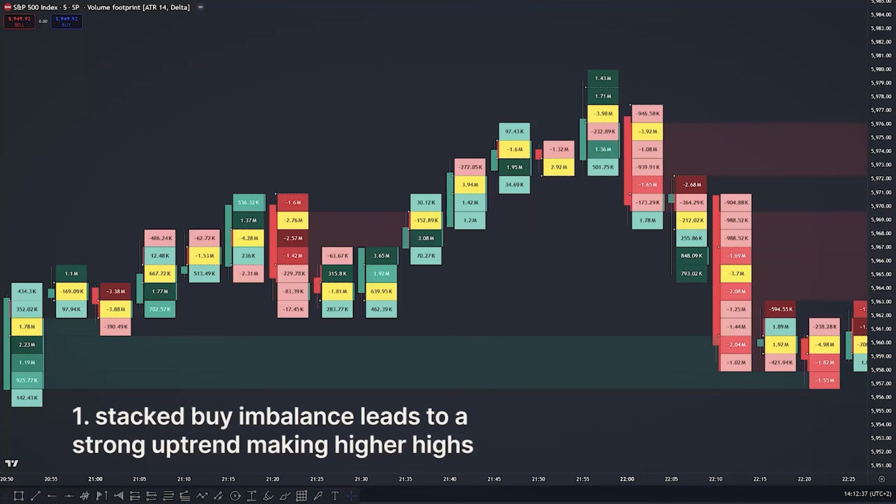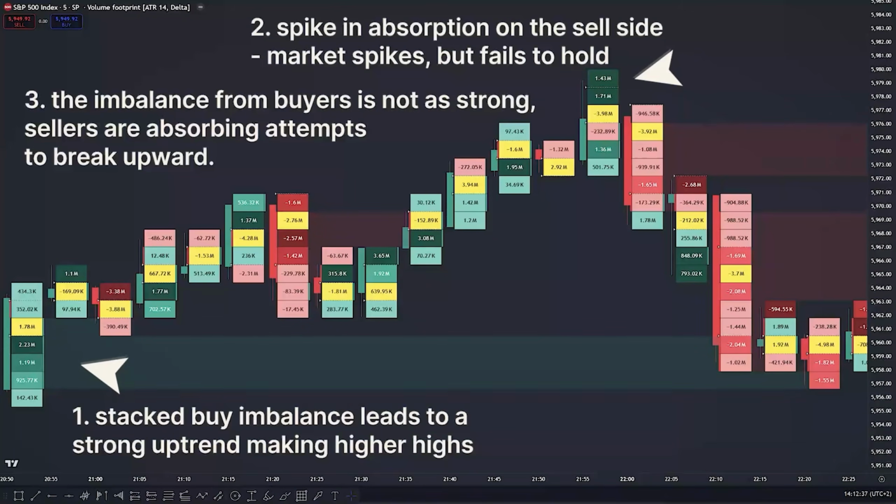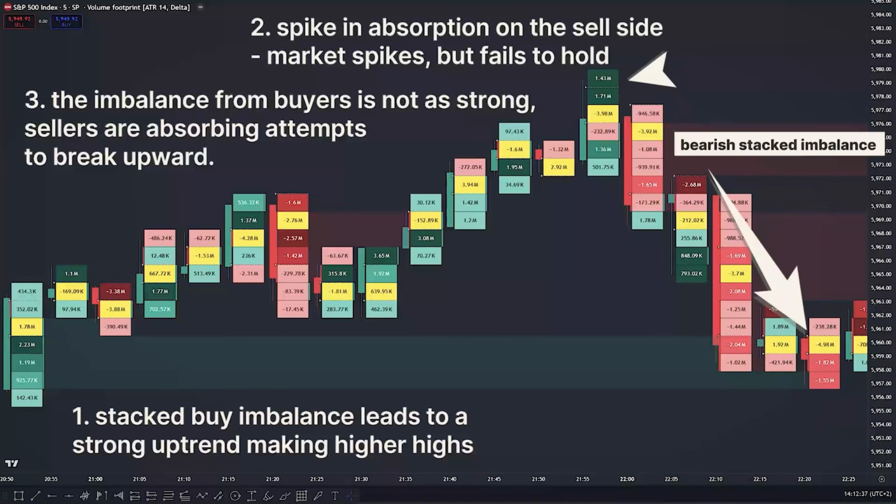Imagine you see a strong uptrend making higher highs. Suddenly, it tries to push to a new high but prints less buy imbalance than before. Actually, you notice a spike in absorption on the sell side. If the market fails to hold above that old high and quickly returns below, forming a lower swing high, you may have an early sign of a structure shift. The footprint is telling you that the imbalance from buyers is not as strong, plus sellers are absorbing attempts to break upward. That is possibly the start of a downtrend if the price pushes below a previous swing low.